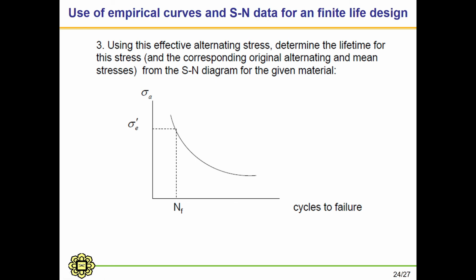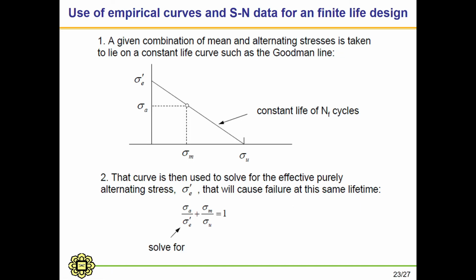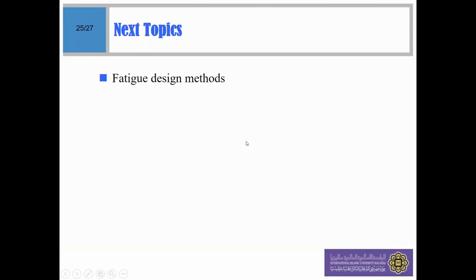So you can test or check this, the same procedure, how to change from this alternating stress to the Goodman curve or constant life of NF cycles plotted here. Okay, with that, the next topic will be the fatigue design method, which we're going to cover in the next lecture. Thank you very much.